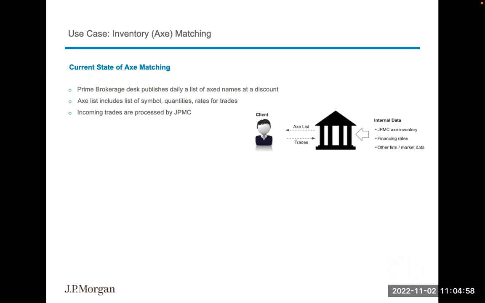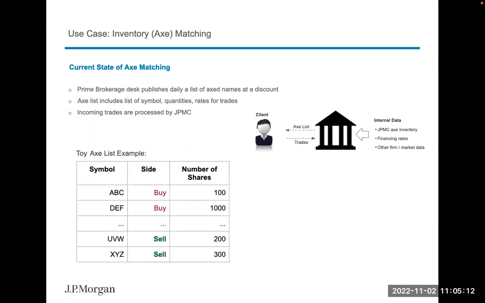So what was the process before PrimeMatch? So we had this so-called Axe inventory. Every day the bank was sending a list of the inventory to clients. Most of these clients were hedge funds, okay? And then the client was able to choose if they want to trade on something. So this is a fake example of inventory. Here you have the stock, then buy or sell, and then the number of shares, okay? So this is what the client sees. And then they can choose whatever they want and come back to the bank and say, okay, I want to trade these symbols, okay? So this is how it was done before.